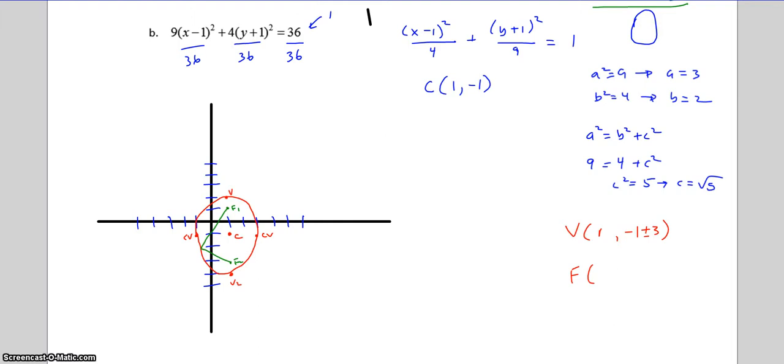And to get the foci here, again, the x coordinate is always going to be 1 for these foci, and then we're going to take our center, negative 1, and we're going to add and subtract root 5 to get our foci. So I think that's all the parts of our ellipse and the sketch.